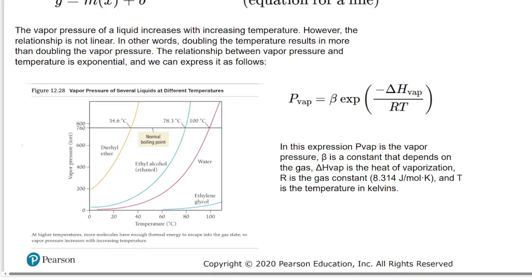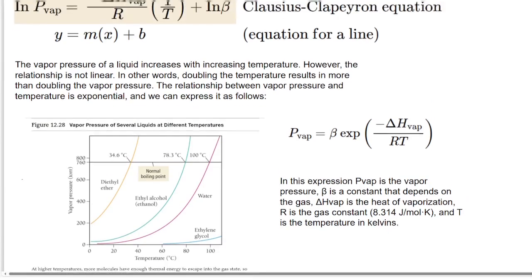And that's given by the vapor pressure is equal to beta times e to the negative delta H of vaporization over RT, where beta is a constant that's dependent upon the particular substance in question.